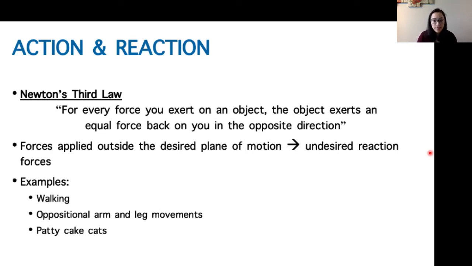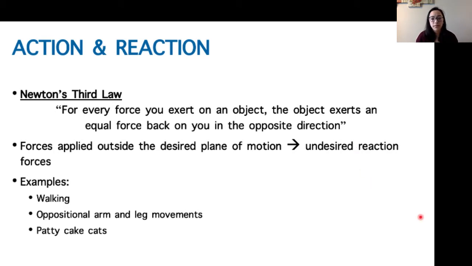So you might duck to avoid the ball, you might stumble in attempts to avoid the ball, you might get hit by the ball and fall down, right? But in all cases, this undesired reaction force being introduced outside of our desired plane of movement is going to cause some shift in our movement pattern.